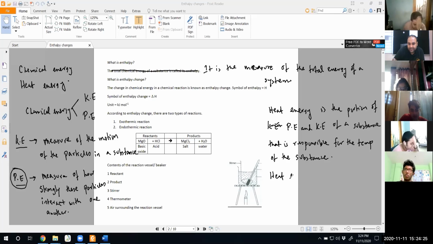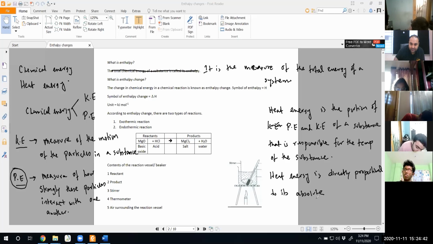Heat energy is directly proportional to its absolute temperature in Kelvin.